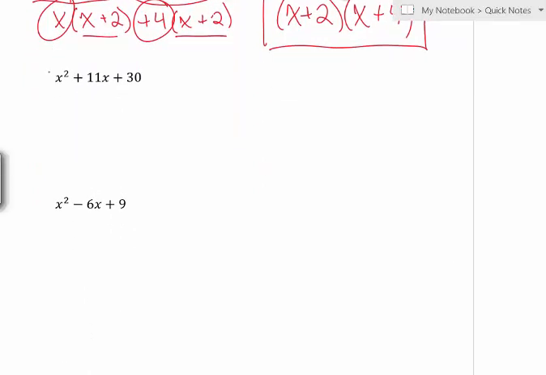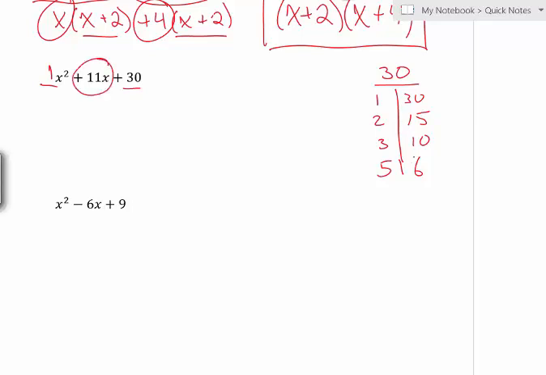So again, I'm going to write my number 1 here. My first step is 1 times 30 is 30. Now I'm going to make a list of all the numbers that I know multiply to 30. Well, 1 and 30, 2 and 15, 3 and 10, 5 and 6. I'm going to stop right there because I'm looking for the pair of numbers that multiply to 30 but add up to 11, and here they are, 5 and 6. So now I'm going to rewrite this problem, x squared plus 5x plus 6x plus 30.